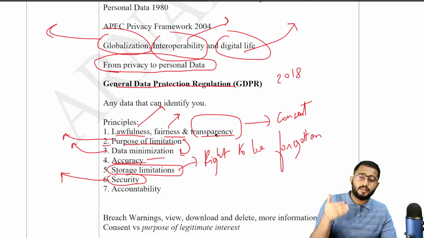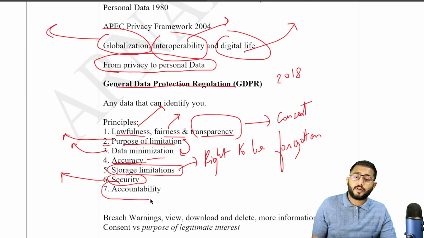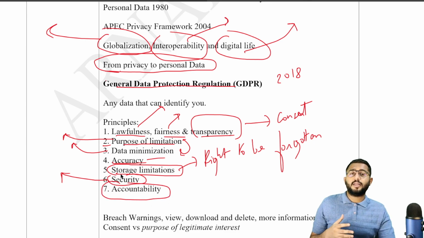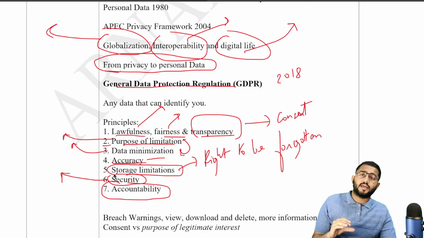As you can see, it's about how collection of the information happens, how the processing of the information happens, how long the user information can stay with the website. And finally, it talks about accountability. Accountability is a culmination of all this. अगर ये पहले की 6 principles हैं और accountability नहीं है, then it won't matter.